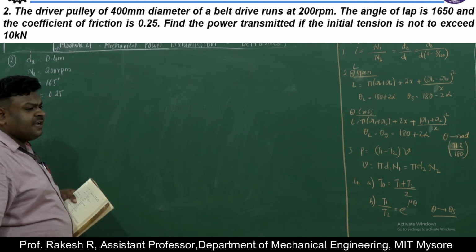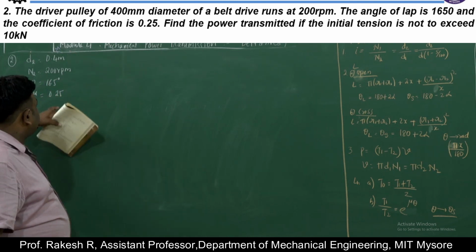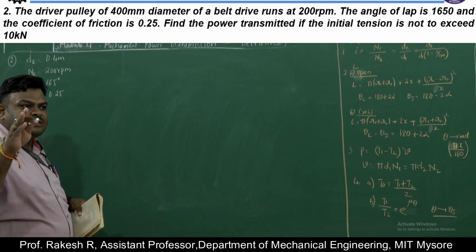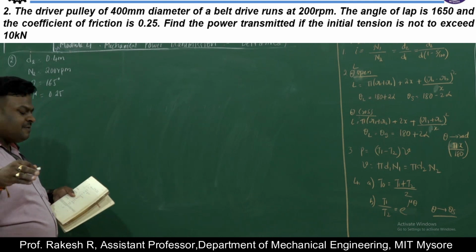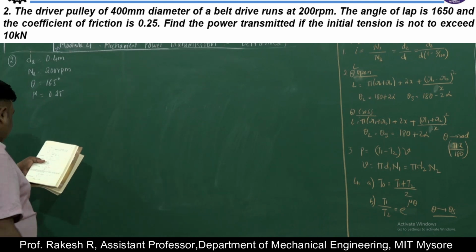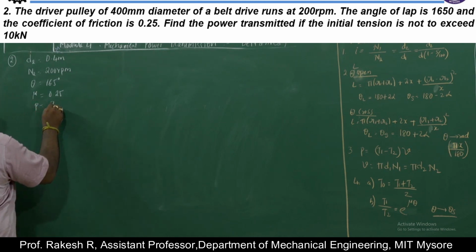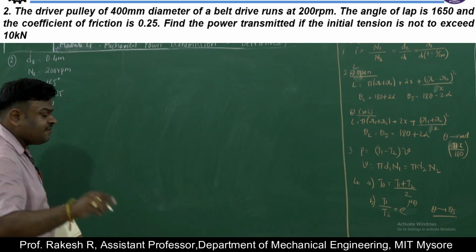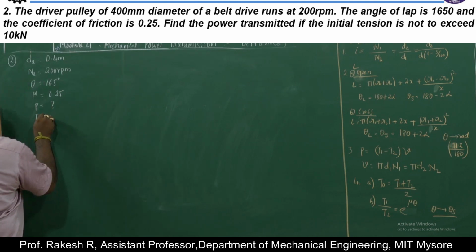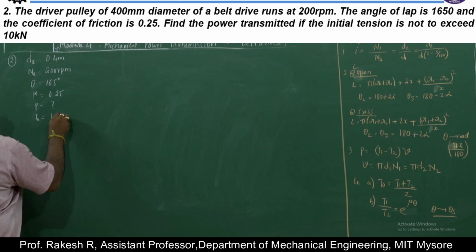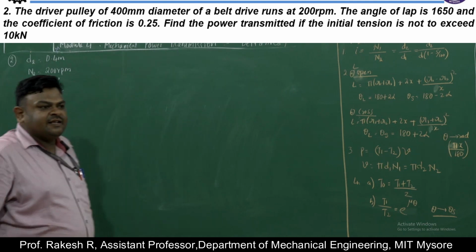By looking into the units, take the values. If it is in degree, it is theta. If it is having no unit, it is mu. If it is in rpm, it is a speed. If it is in meter, it is a distance or diameter. Find the power transmitted. You have to calculate power, and they have given the initial tension of the belt is 10 kilonewton. It should not exceed 10 kilonewton.